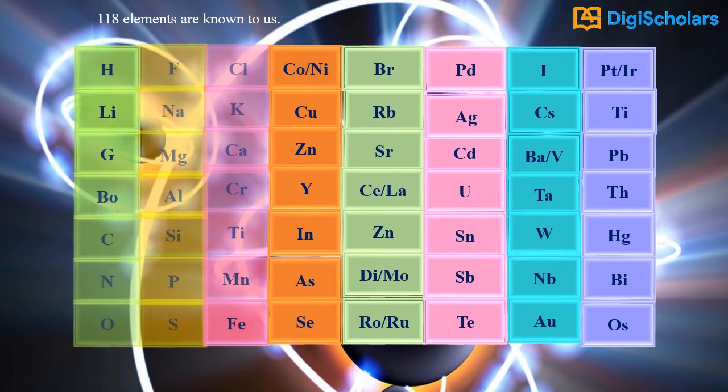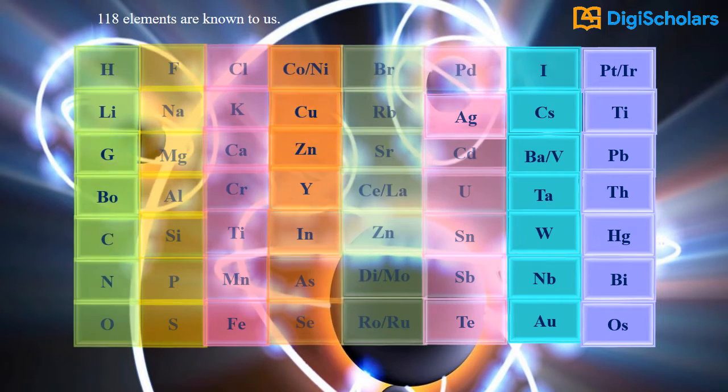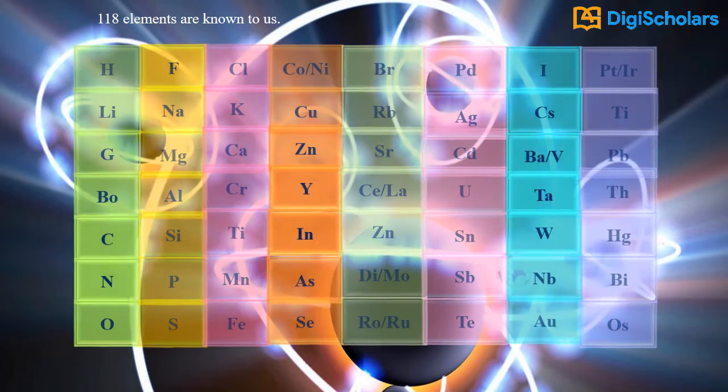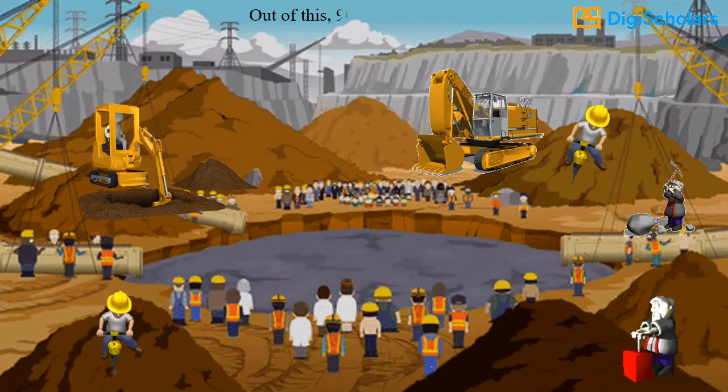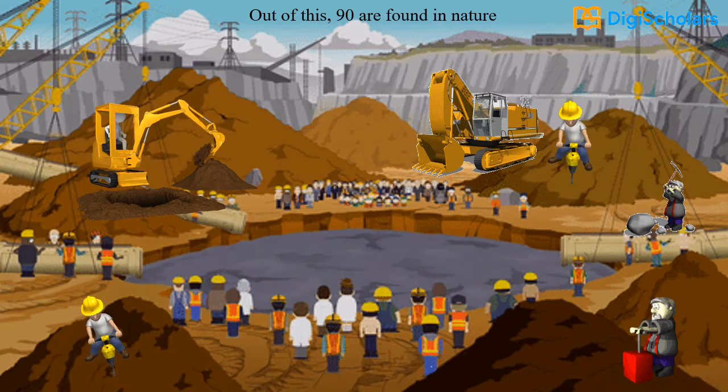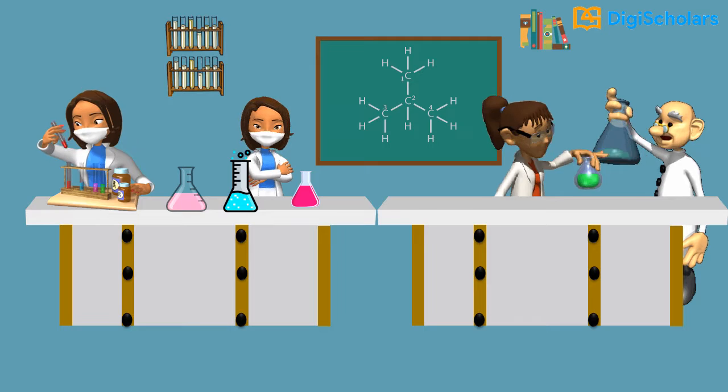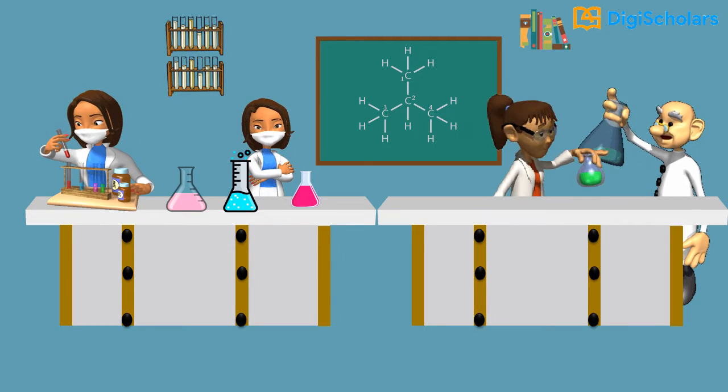118 elements are known to us. Out of these, 90 are found in nature and the rest are made in the laboratory.